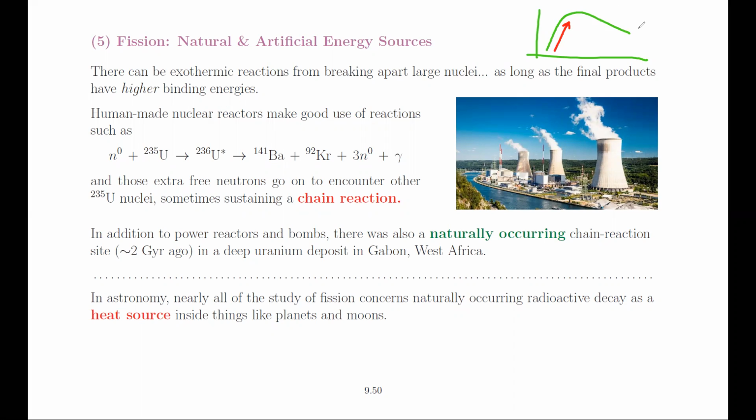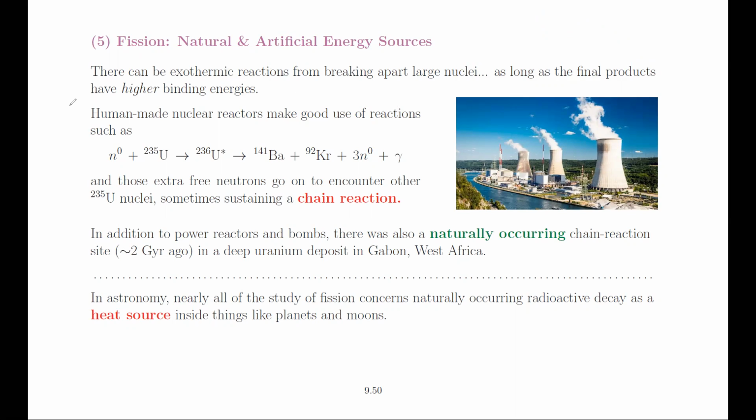You have really heavy things like uranium and you break them apart. That also gives rise to energy, exothermic reactions, if you recall. So you can get energy by breaking big nuclei apart, as long as the final products have higher binding energies than the initial state, and that does sometimes happen naturally in nature.